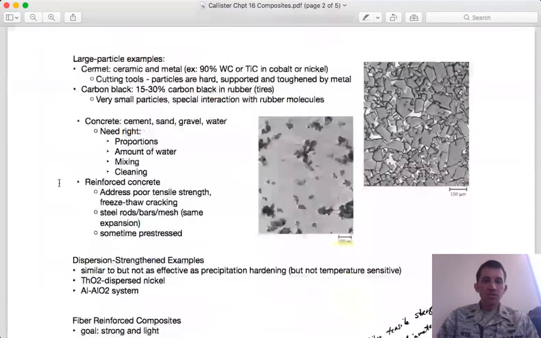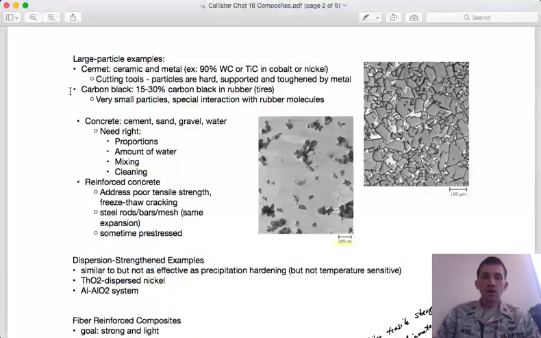Okay, so some examples of large particle composite materials. Two here are a cermet material, so this would be a ceramic particle in a metal matrix. An example being, say, tungsten carbide or titanium carbide particles dispersed in a cobalt or nickel matrix, right? So if you have a metal matrix, you obviously need a particle that has a higher melting point so that it can be dispersed in the molten metal without melting itself.